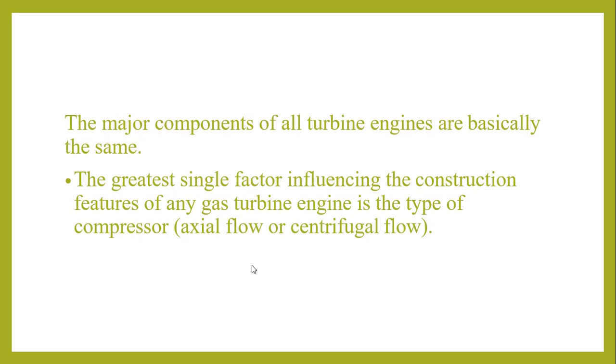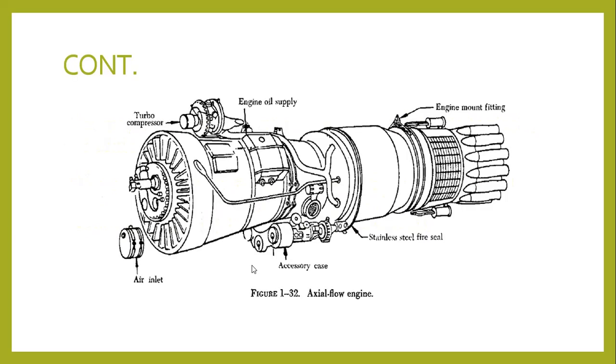So the major components of all turbine engines are basically the same. Mr. Professor, how is that? The greatest single factor influencing the construction features of any gas turbine engine is the type of compressor, that's whether axial flow or centrifugal flow. I can take you through how the axial flow engine looks. I think the diagram clearly explains.